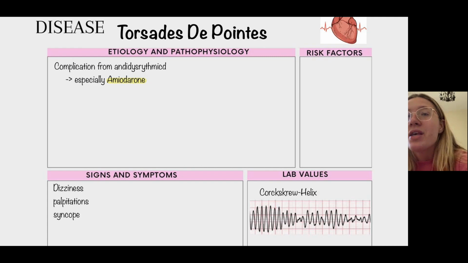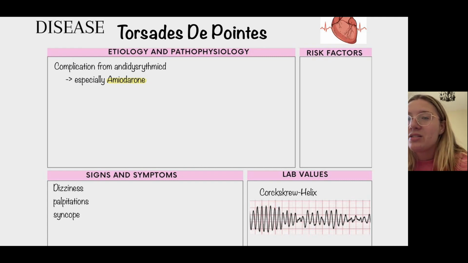So torsades is usually caused by an antidysrhythmic, specifically amiodarone. What's the black box warning on all antidysrhythmics? That they can cause or worsen dysrhythmias. So torsades is usually a complication of amiodarone.